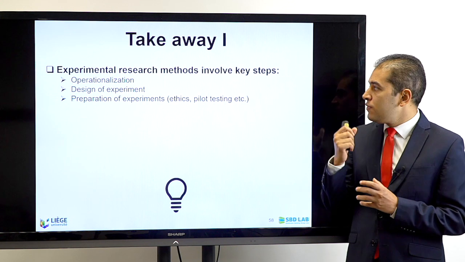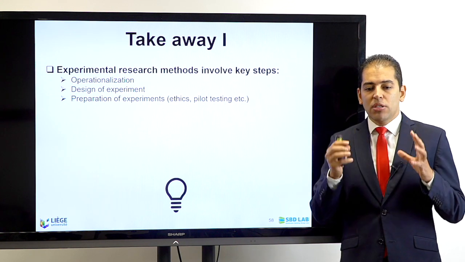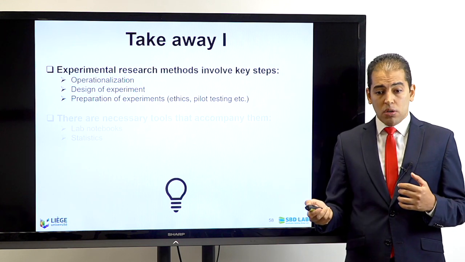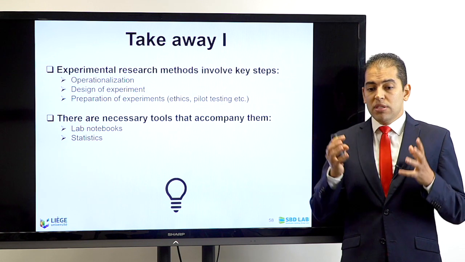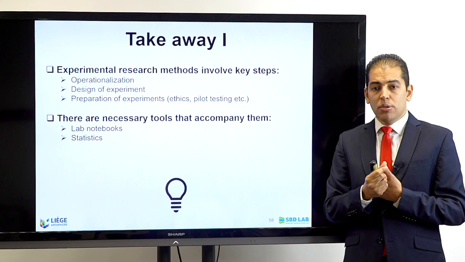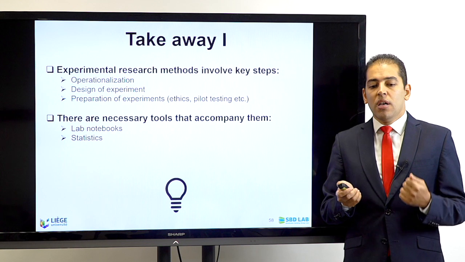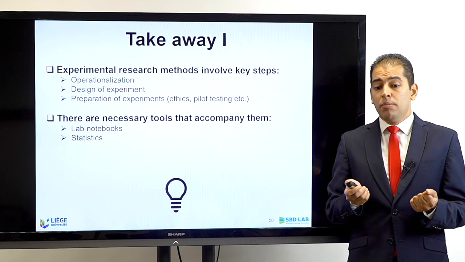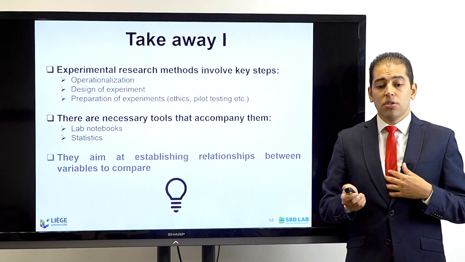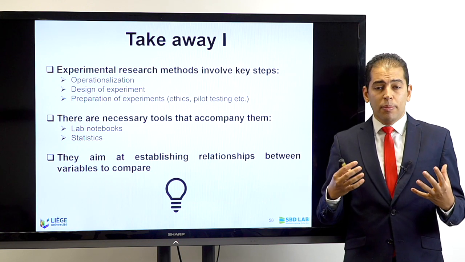Experimental research methods involve key steps: operationalization, design of experiment, and the preparation of the experiments, including all the ethical concerns, the pilot testing, and so on. There are necessary tools that accompany experimental research, mainly the lab notebooks and the statistics. It is very important to be prepared: training about using the lab notebook, training about statistics, and also training about ethical concerns. They aim at establishing relationships between variables to compare.